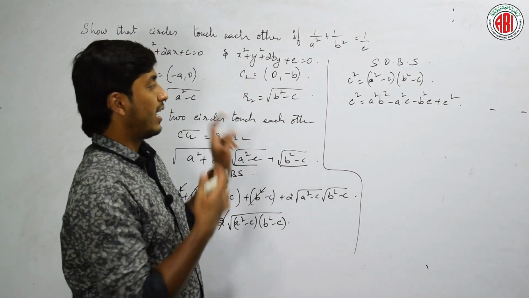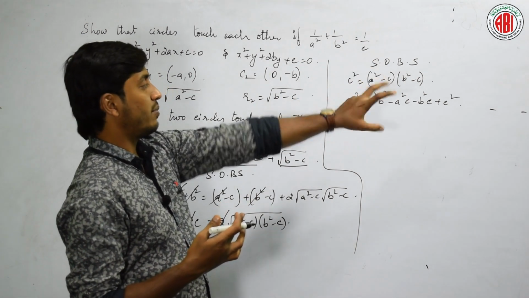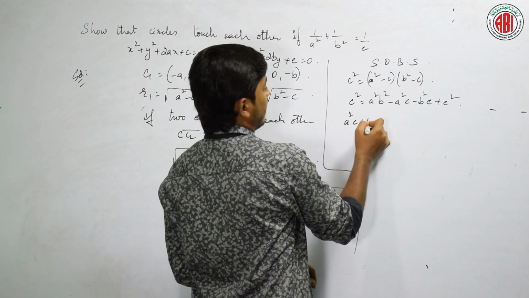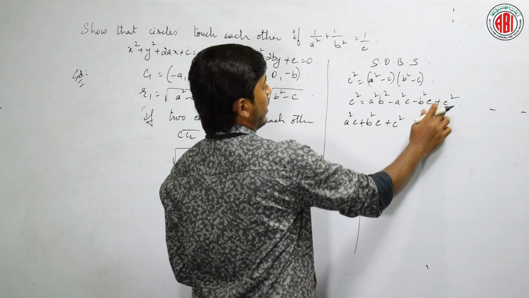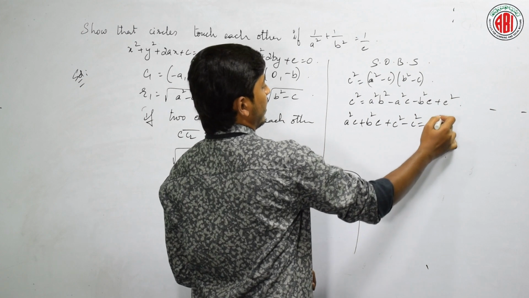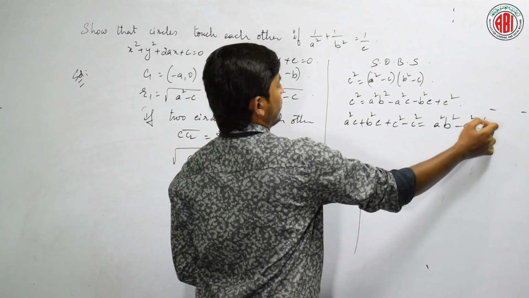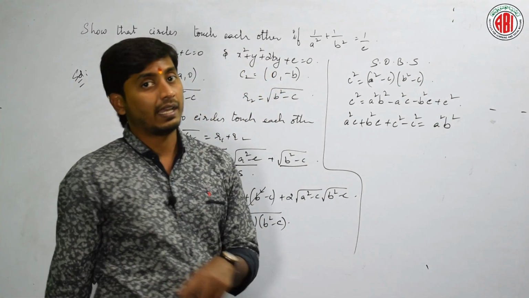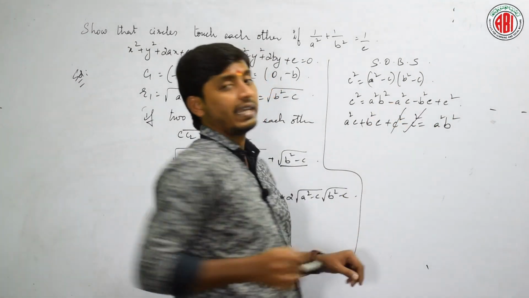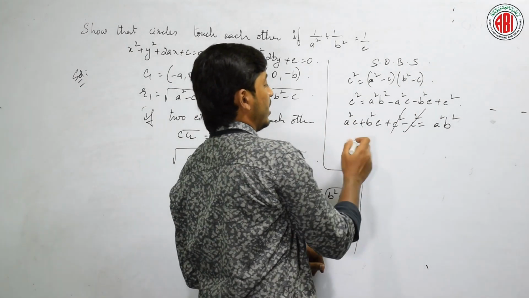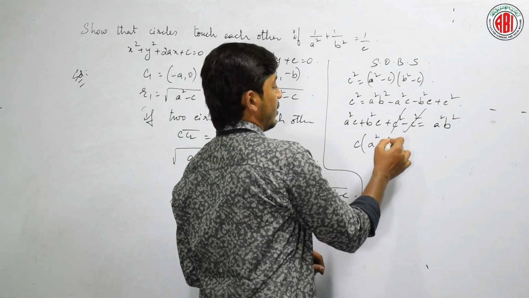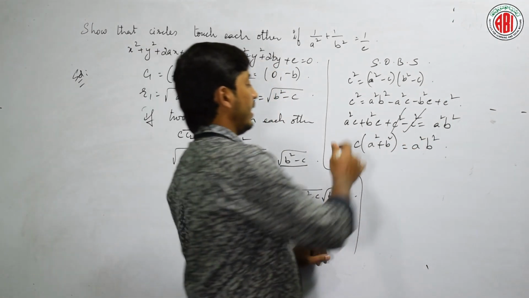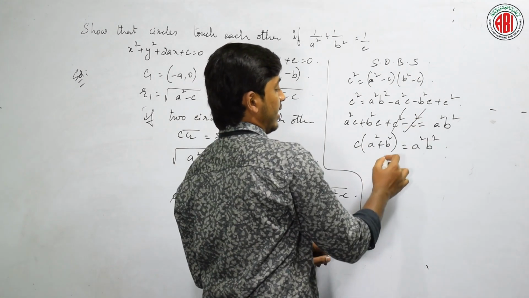So, let us bring everything to the left side and keep only a square b square on the right hand side. We will get a square c plus b square c plus c square, and the c square will come to this side. Here we will get only a square b square. Clear? If you observe, c square will get cancelled. Can we take c common here? I will get a square plus b square, right.